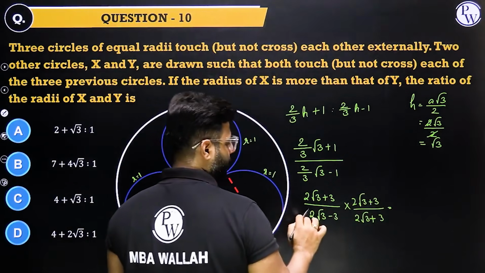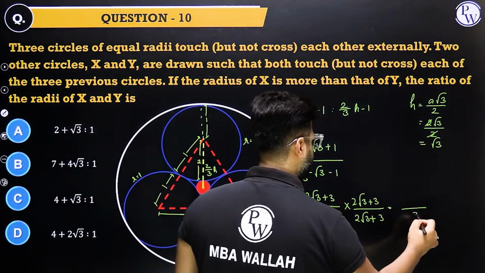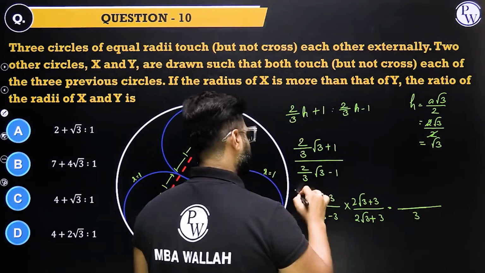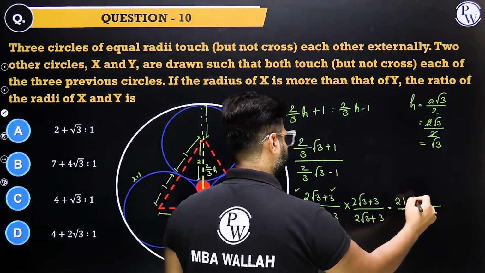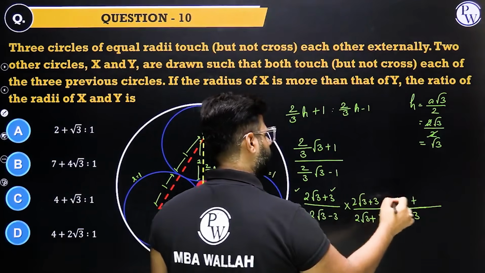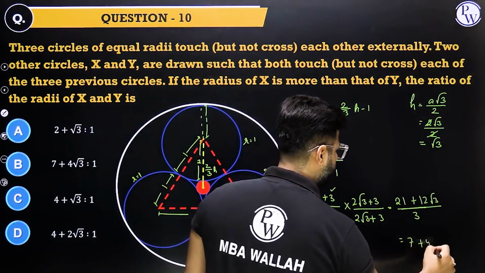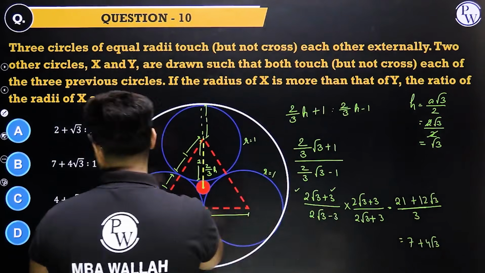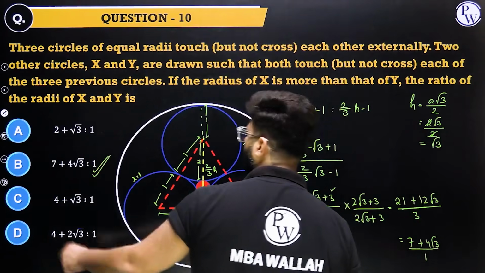Rationalize this. a square minus b square: 4 times 3 is 12 minus 9, that's 3. a square is 4 times 3, 12. b square is 9. 12 plus 9 is 21. Plus 2 times 2 times 3, 4 times 3 is 12, so 12 root 3. 3 sevens are 21, 3 fours are 12. So 7 plus 4 root 3 over 1. That's option B.